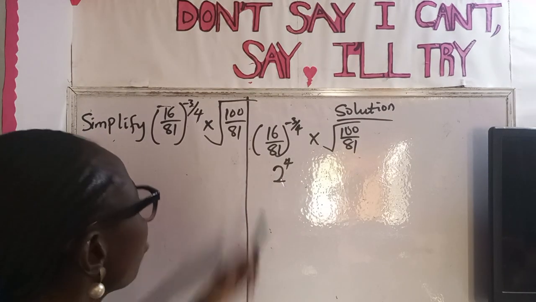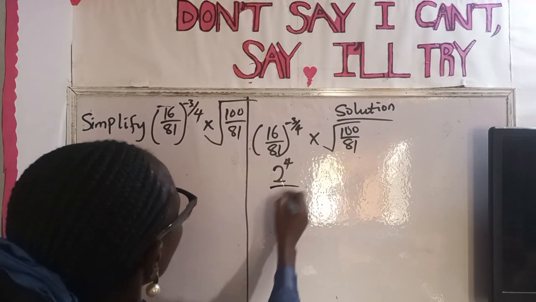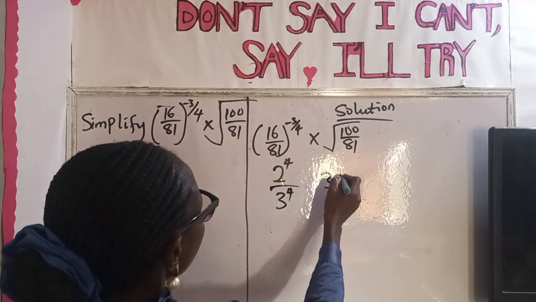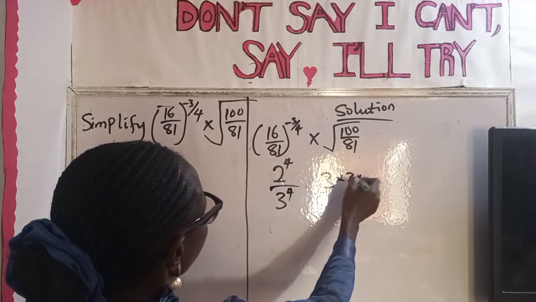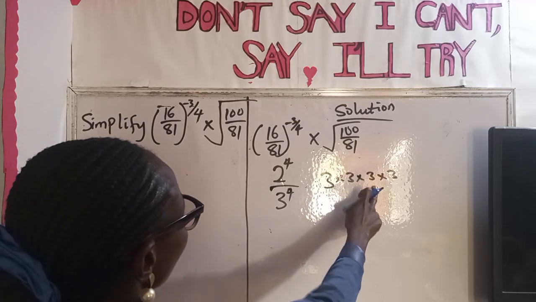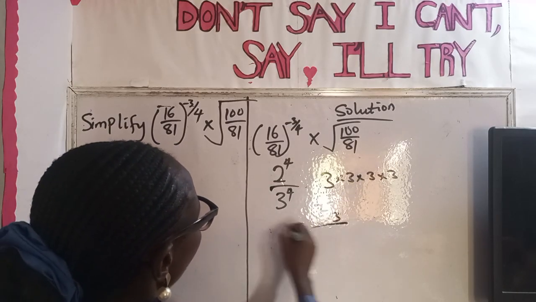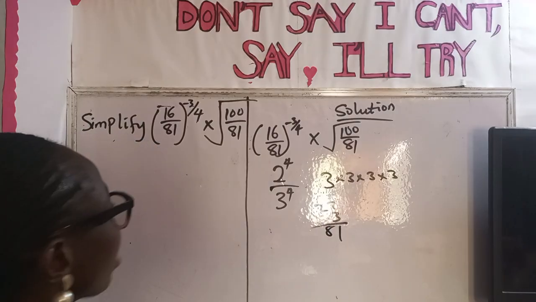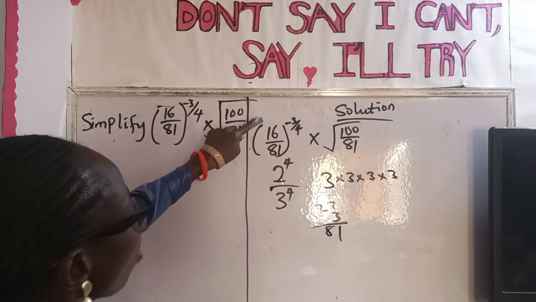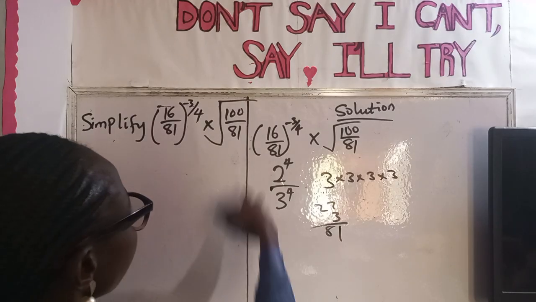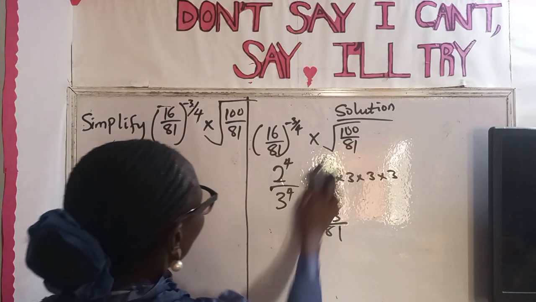Now, what about 81? 81 should be 3 raised to the power of 4. Let's see that: 3 times 3 times 3 times 3. 3 times 3 is 9. 9 times 3 is 27. 27 multiplied by 3 is 81. So, we can use 2 for this 16 raised to the power of 4, and 3 for this 81 raised to the power of 4.